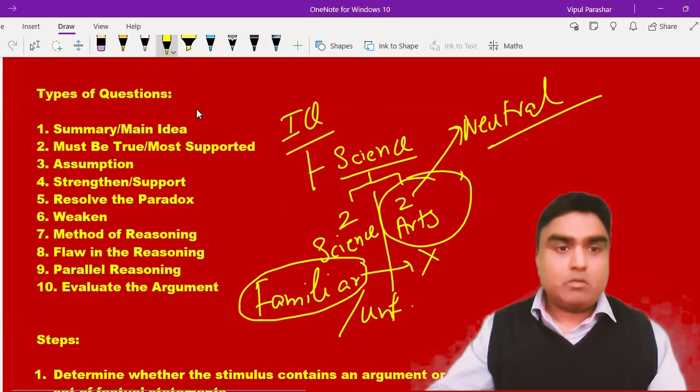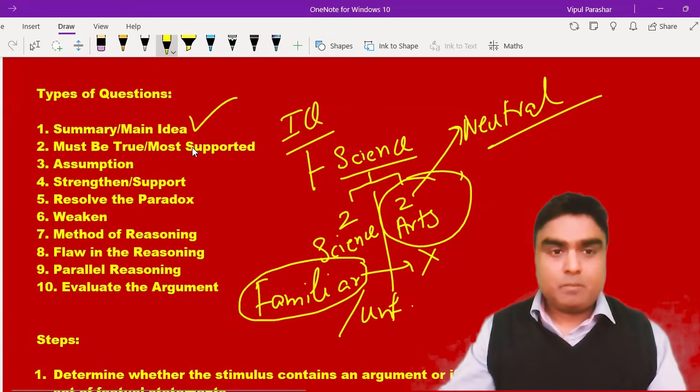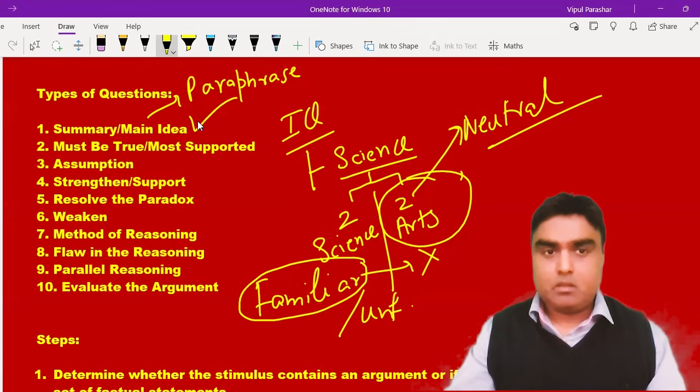One type of question will be the summary and the main idea. If I say this is a paraphrase, are you understanding what I'm saying? Very good. Is everyone able to understand it? There are so many students, I want everyone to answer. Very good.